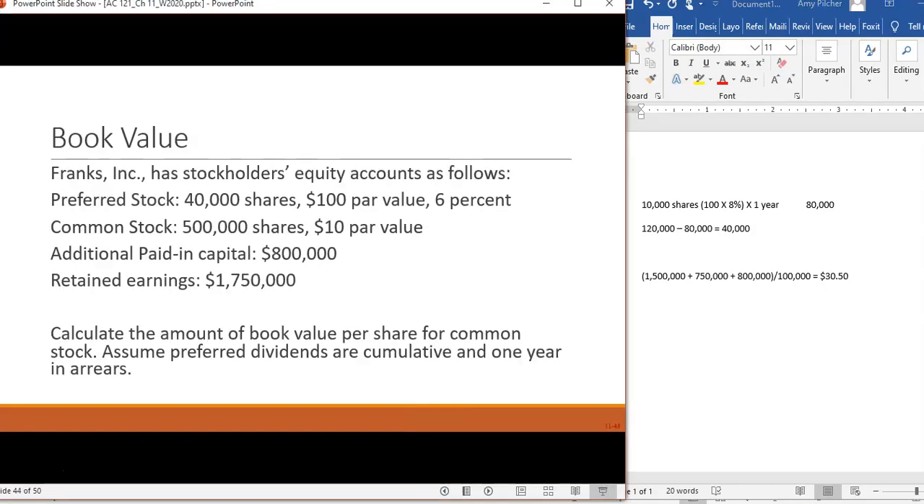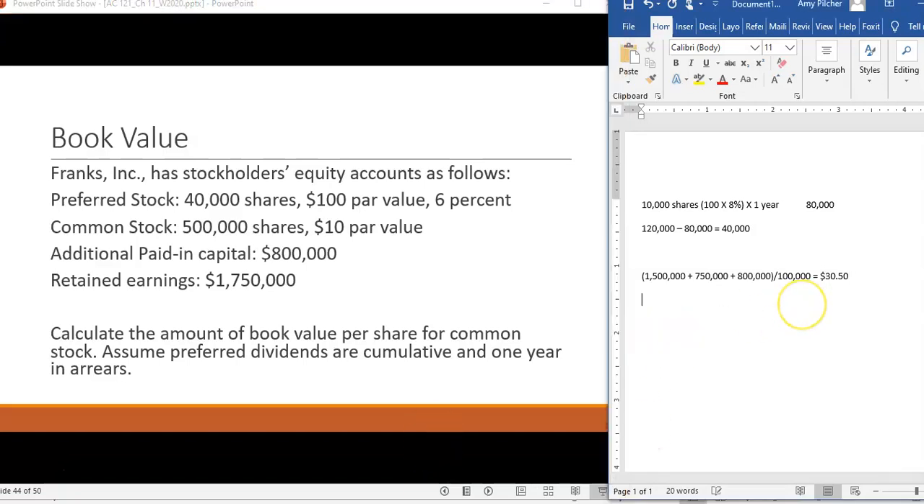So here we have preferred stock and common stock, and we want to calculate the amount of book value per share of common stock. It tells us that our preferred dividends are cumulative and they're 1 year in arrears. So remember, we have to take into account that we have 2 years of preferred stock dividends that we have to remove from the value. So we have 500,000 shares at a $10 value.